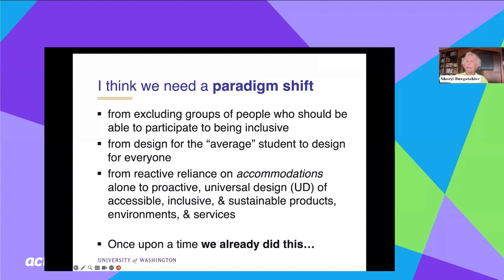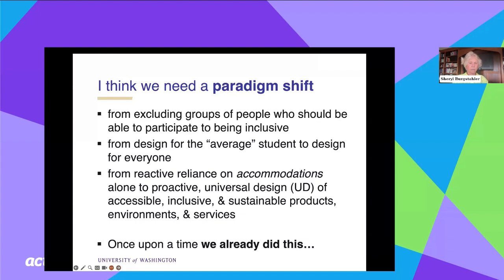And notice I say accommodations alone. Accommodations will always be necessary. If you apply universal design, you'll minimize the need for accommodations, not because they're bad, but they're used too often. Often we could just fix the environment, fix the documents, fix the websites and so forth, fix the presentations, so we wouldn't have to have students with disabilities and others ask for accommodations.